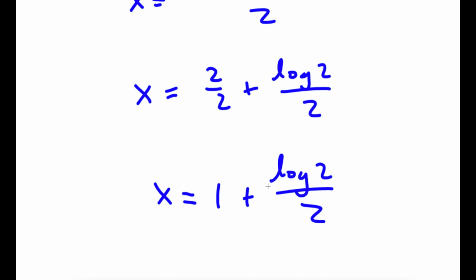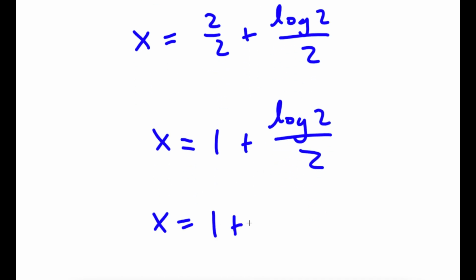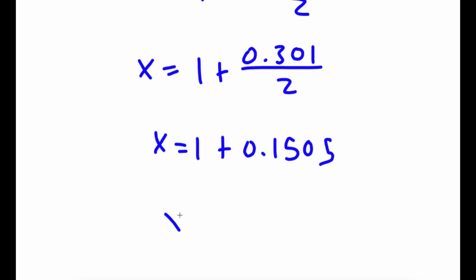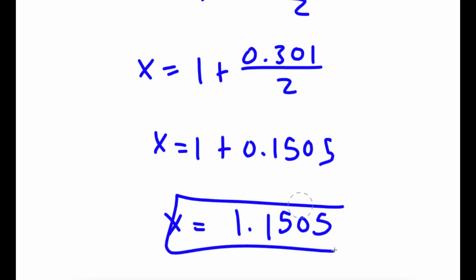Now we need to find the exact value of log 2, for which we can use a calculator. So if you use a calculator, you get that log 2 is 0.301, and I have that divided by 2. So now this is the same thing as 1 plus 0.1505. So now 1 plus 0.1505 is 1.1505. So this is my answer.